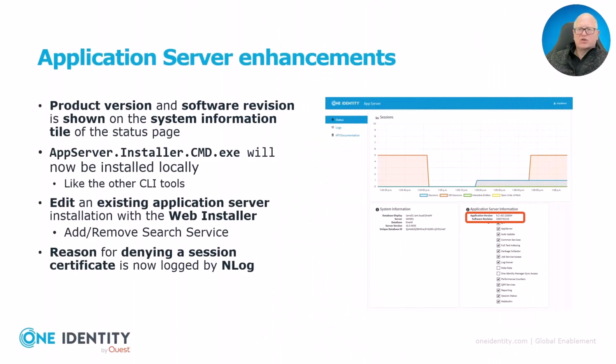On the application server side, some minor enhancements. First of all, it is now possible to see the product version and the software revision directly on the overview page of the application server. This is something support will be happy about, I guess. The application server installer CMD will now be installed as well. This is the standard behavior for all of these command line tools.